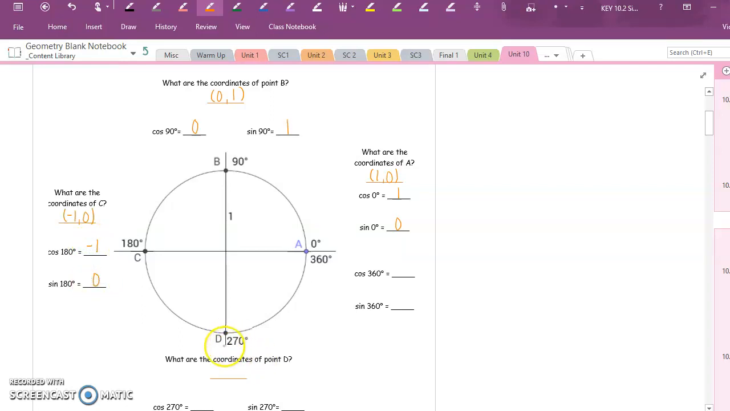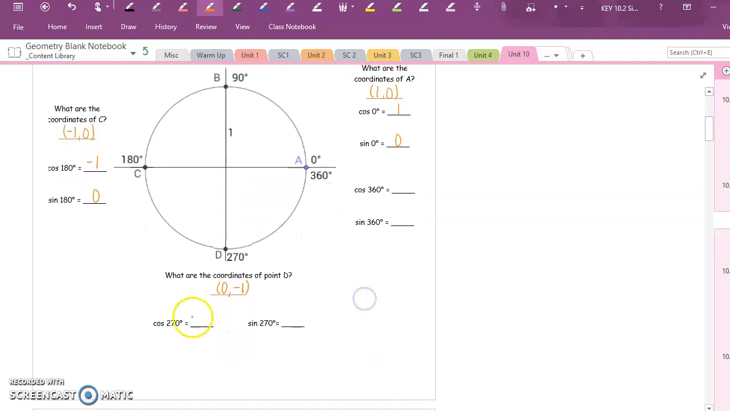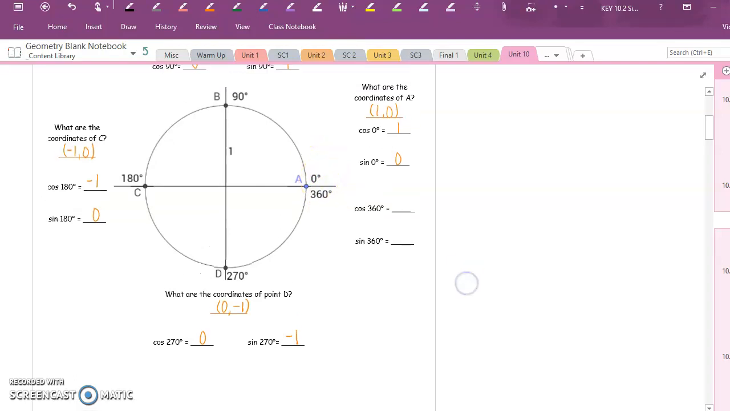At the bottom, what are the coordinates of D? Coordinates of D are 0, negative 1. So we have cosine, comma, sine. So cosine of 270 degrees is 0. Sine of 270 degrees is negative 1. And then we end up back at 360 degrees. 360 degrees is the same as 0 degrees.